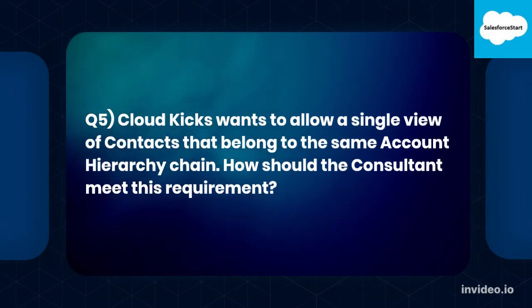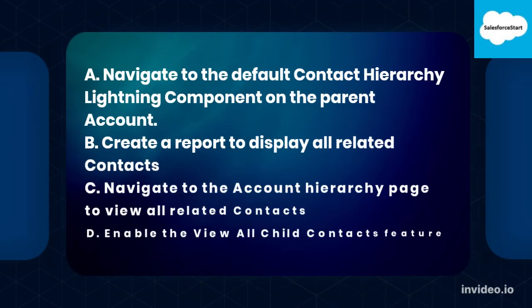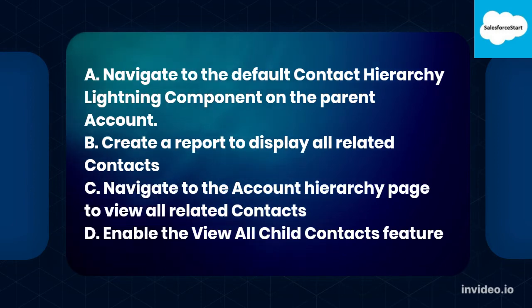Q5. CloudKix wants to allow a single view of contacts that belong to the same account hierarchy chain. How should the consultant meet this requirement? A. Navigate to the default contact hierarchy Lightning component on the parent account. B. Create a report to display all related contacts. C. Navigate to the account hierarchy page to view all related contacts. D. Enable the View All Child Contacts feature.